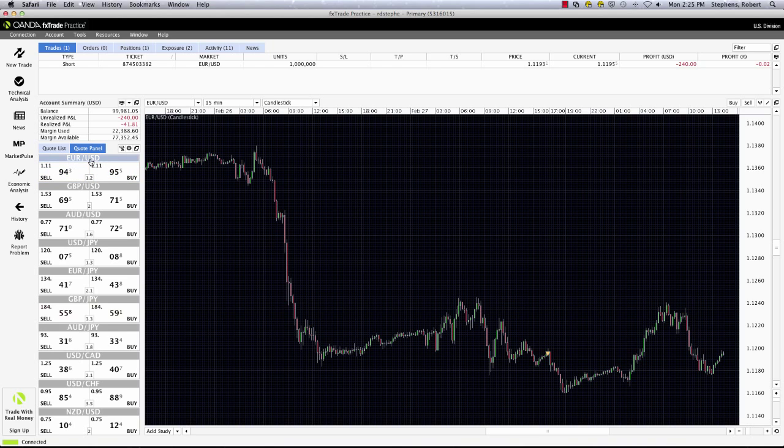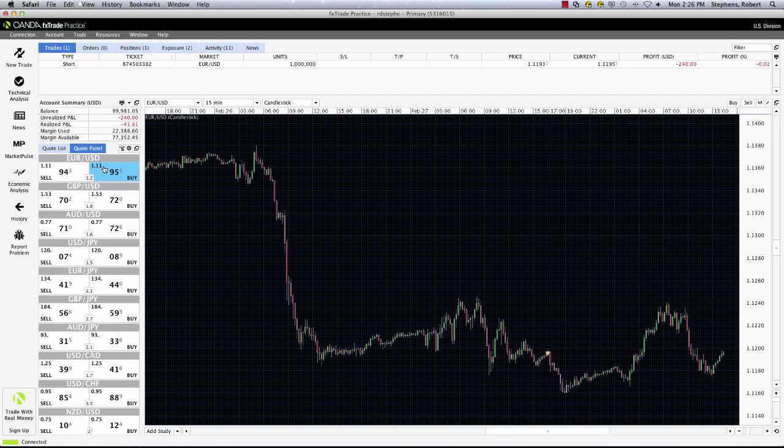So anyway, the euro-US dollar, it has two prices. It has a sell price and a buy price. So if I would like to buy that pair, then I can do so at this price. And this is denominated in the second currency. So it's denominated in dollars per euro. So 1 euro, at this moment, if I wanted to buy 1 euro, it would cost me $1.11955.